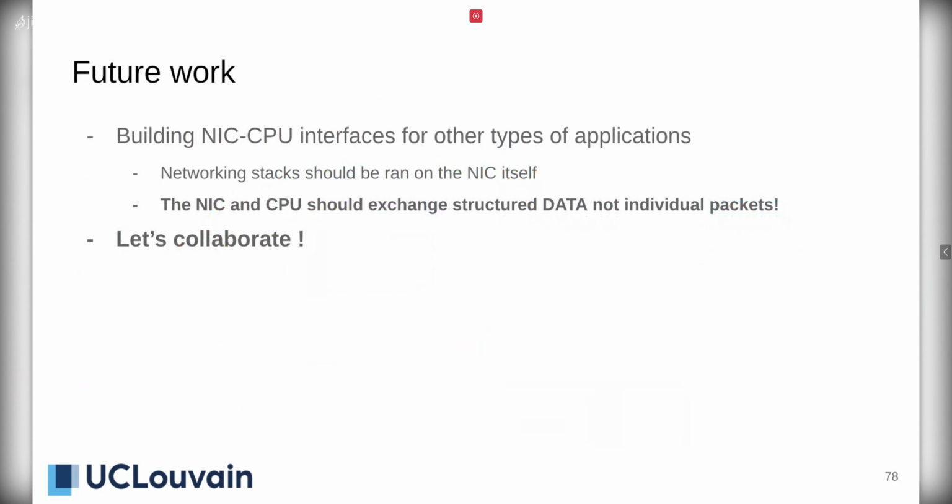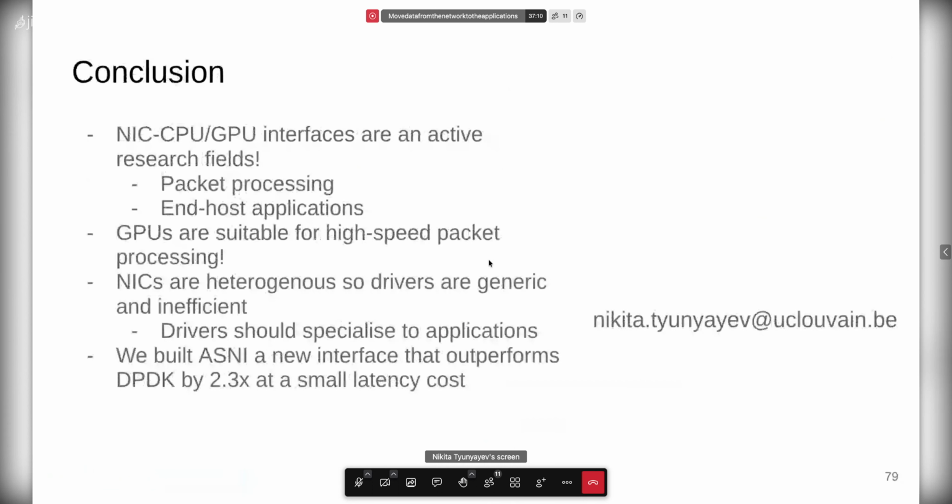So for future work, I think that building NIC-CPU interfaces for other types of application is a really interesting future work. For instance, imagine if your application relies on TCP again. Currently you're probably running TCP on your CPU, but you can also imagine that the NIC itself should be running the networking stack. So not just RDMA, but other more flexible stacks. More broadly, we believe that the NIC and the CPU shouldn't exchange just packets, but should exchange structured data. And this structured data should fit what the application actually needs. If you want to collaborate on this topic, I'm more than open to do that.